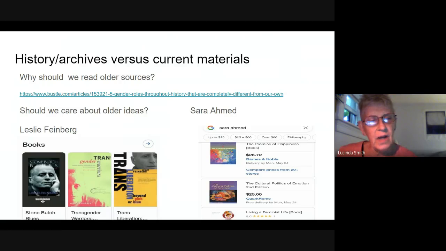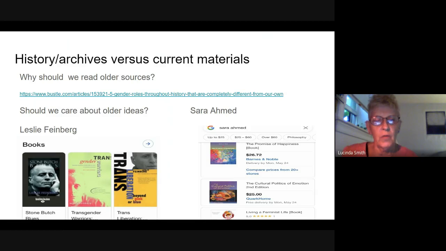So, history and archives versus current materials. One of the questions I get asked a lot is, why should we care about older sources, or should we care about older ideas at all? Some of the older materials that we look at are Leslie Feinberg, who wrote Stone Butch Blues and Transgender Warriors. Leslie Feinberg was one of the first to identify and come out as trans in the 60s and 70s, and to really put this out in writing, fiction, nonfiction, and be an activist at the same time.